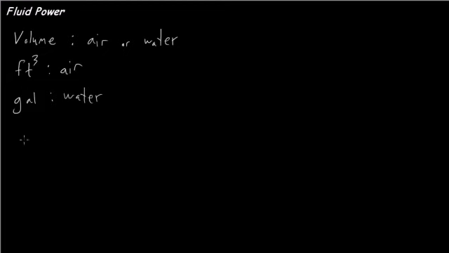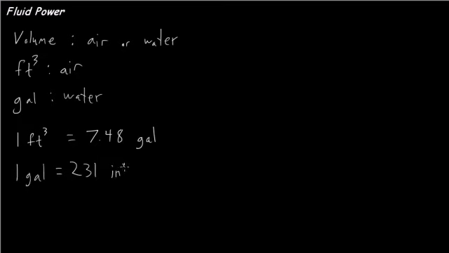A couple of conversions are important to know. 1 cubic foot of water is equal to 7.48 gallons. So you can convert back and forth between a cubic foot of water and gallons. 1 gallon is also equal to 231 cubic inches. And for air, there's not really any conversions you need to worry about because we almost always talk about cubic feet.